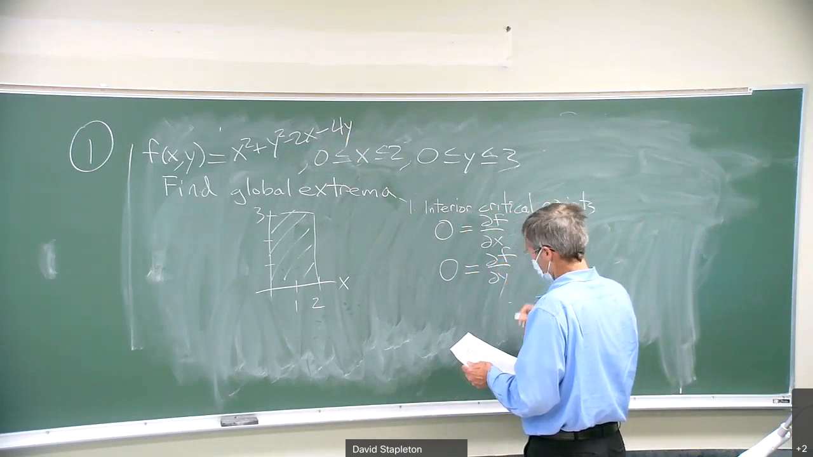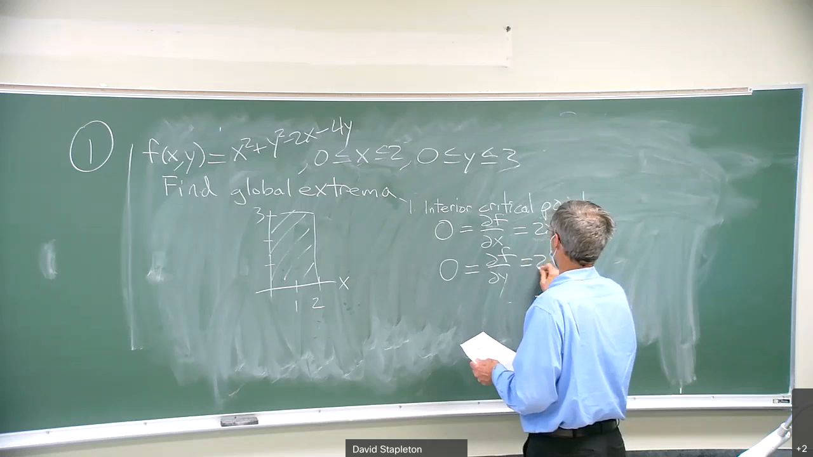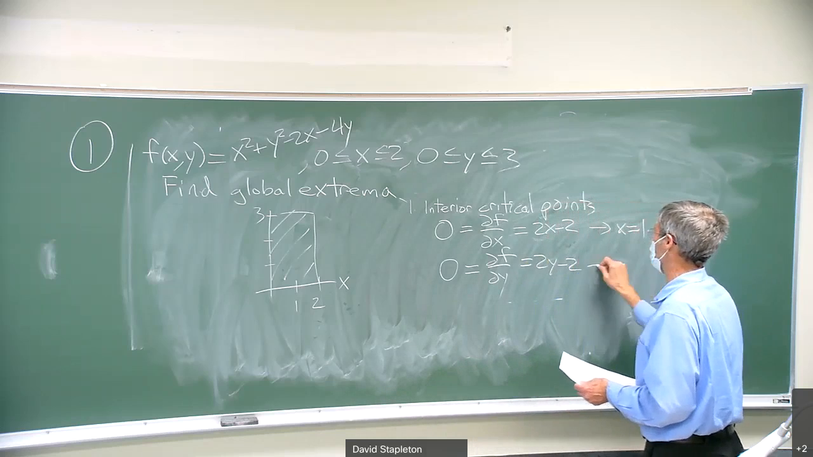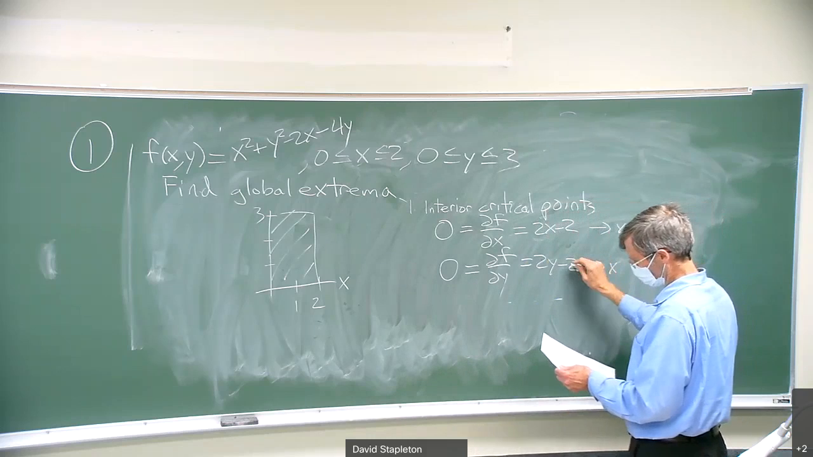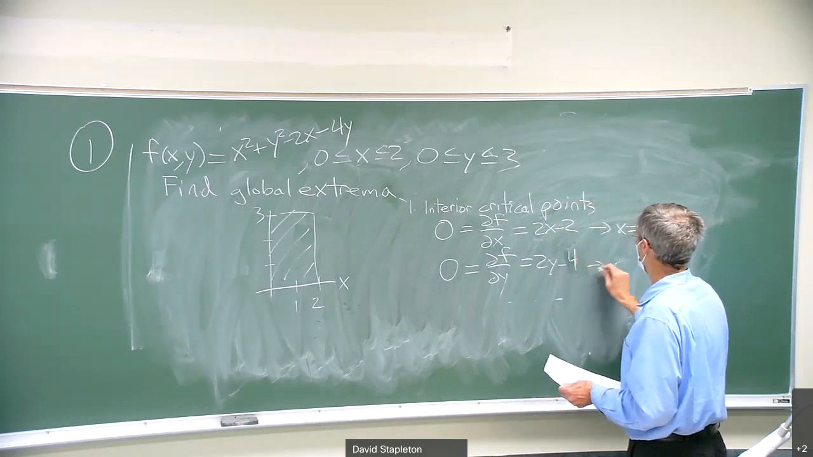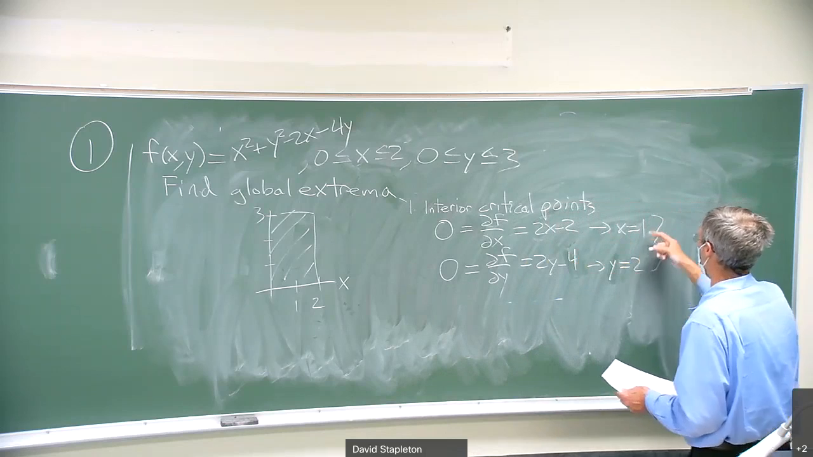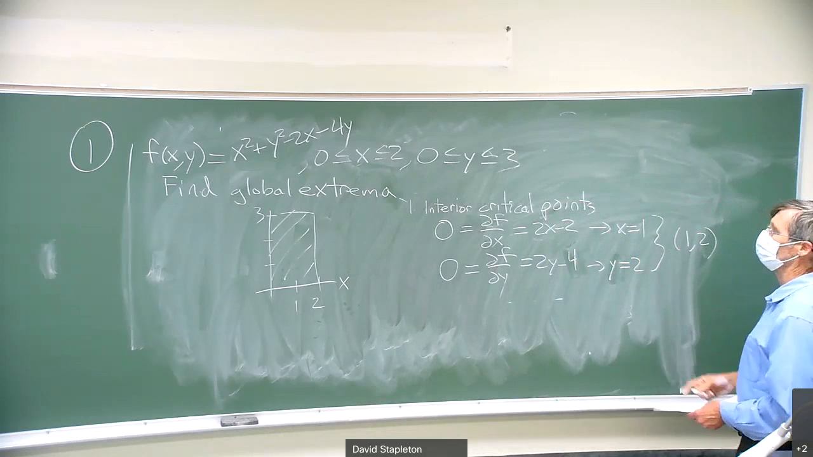And this entailed df/dx was 2x minus 2, and df/dy was 2y minus 4. So this one says that x equals 1, and 2y minus 4 says that y equals 2. And so there's only one critical point. You have to satisfy both of these. It's at (1, 2), and it's interior.